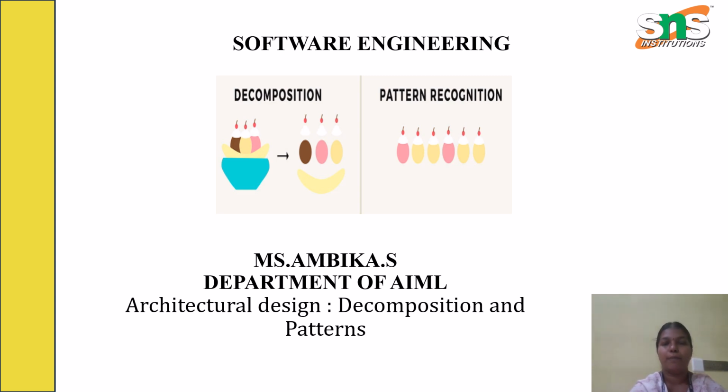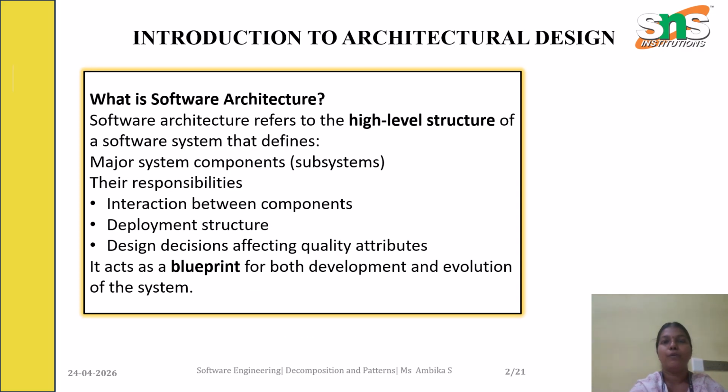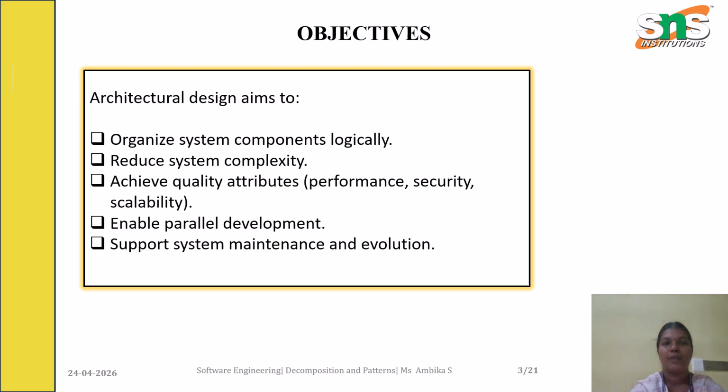Today we are going to discuss architectural design, decomposition and patterns. So what do you mean by software architecture? It refers to the high-level structure of a software system. The major system components are the subsystems, their responsibilities, the interaction between the components, and the deployment structure and design decisions which affect the quality attributes. So it acts as a blueprint for both the development and evolution of the system.